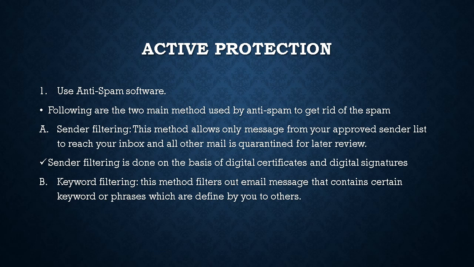Now what happens in sender filtering? You can make out the contacts from whom you want to get email. That means you're filtering the contacts, and those who are not within your contacts will get quarantined and you can review them later. That means they will be separated from your normal inbox. Sender filtering is done on the basis of digital certificates and digital signatures.